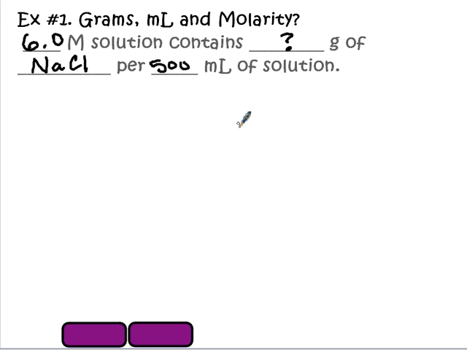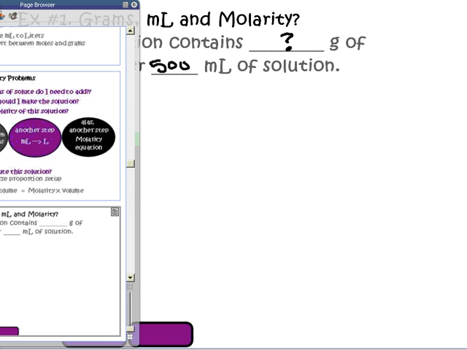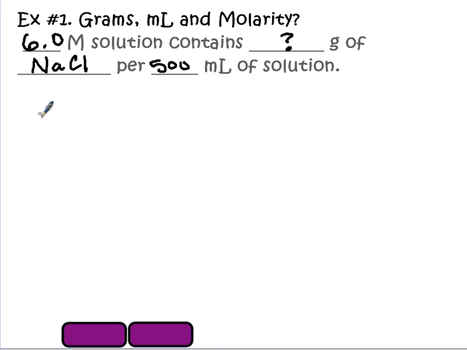So, if I wanted a 6 molar solution, how many grams of sodium chloride would I have to dissolve per 500 milliliters of that solution? Well, again, I'm going to work with my molarity formula. And I know that this is a 6 molar solution, so I'm going to write that right in there. And that's equal to, I don't know how many moles of solute. That's kind of what I'm looking for, isn't it?